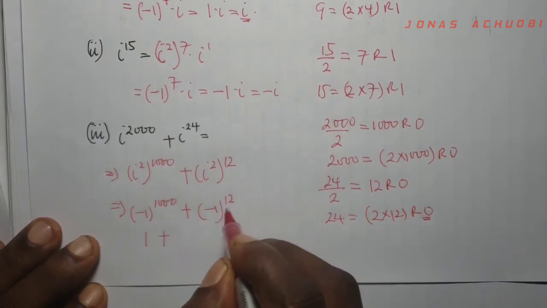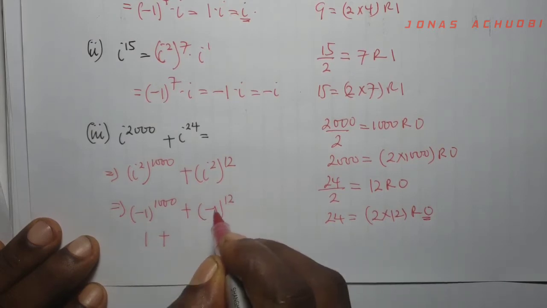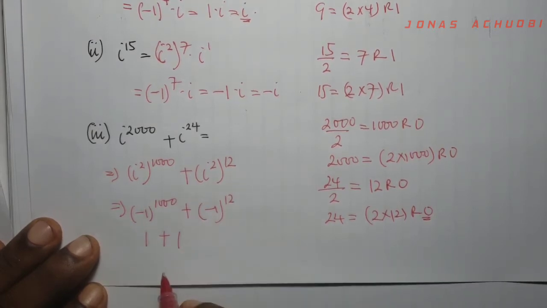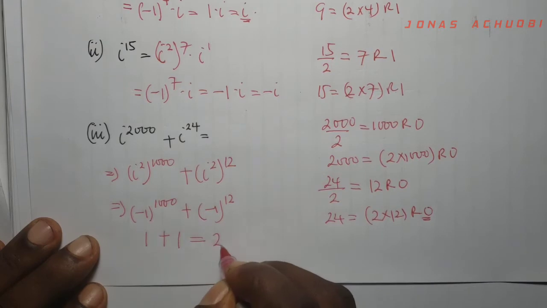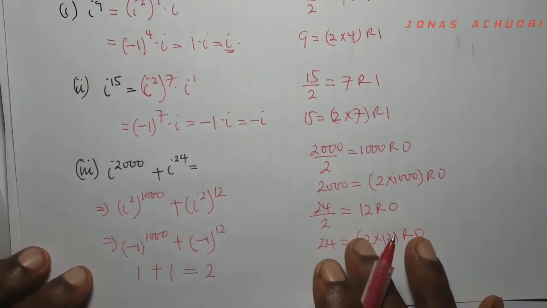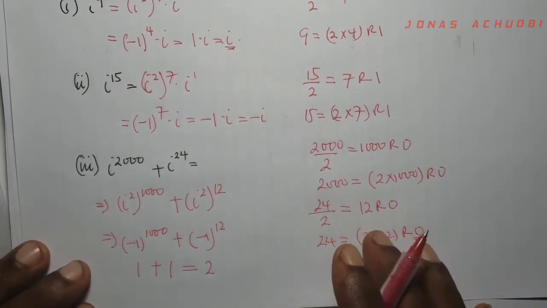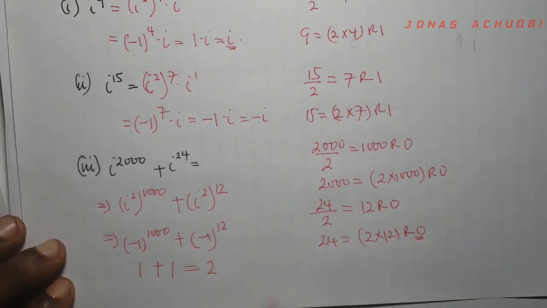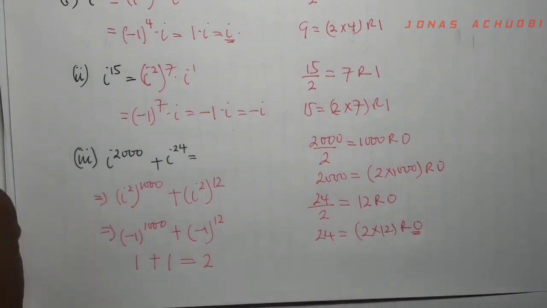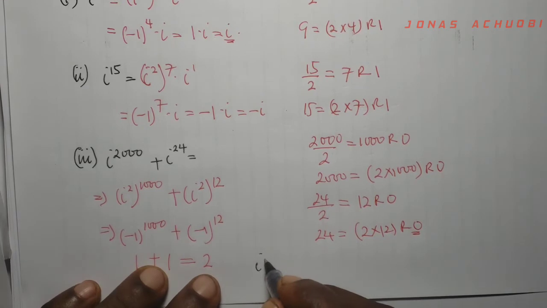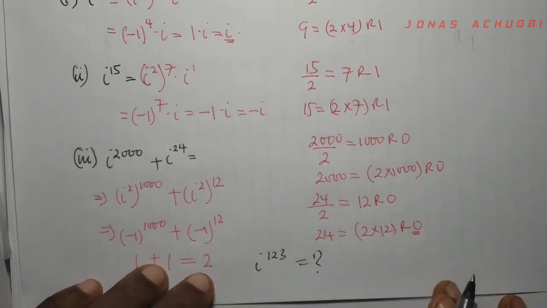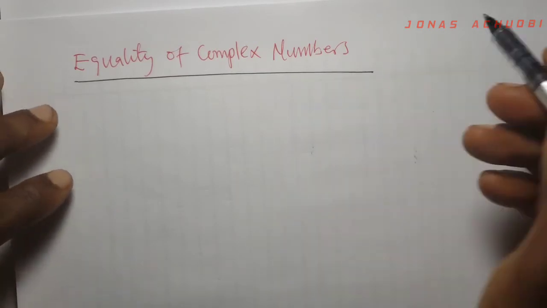Plus 12 again is an even number. So minus 1 raised to the power 12 is 1. So that 1 plus 1 is equal to 2. So this is how we go about evaluating the different powers of i, no matter what they are. So just try your hands quickly on i raised to the power 1, 2, 3 and see if you can get it. Equality of complex numbers.